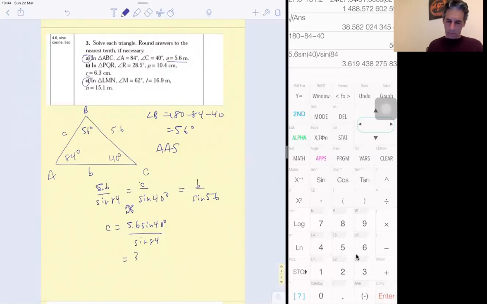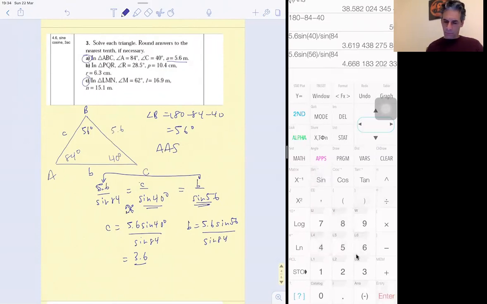And that gives us 3.6 to 1 decimal place. B is going to be identical except I'm multiplying by sine 56 instead of sine 40. So 5.6 sine 56 over sine 84. You're just going to cross multiply across those 2 ratios. And that gives us 4.66, so about 4.7 to 1 decimal place. Okay, and that's question A.